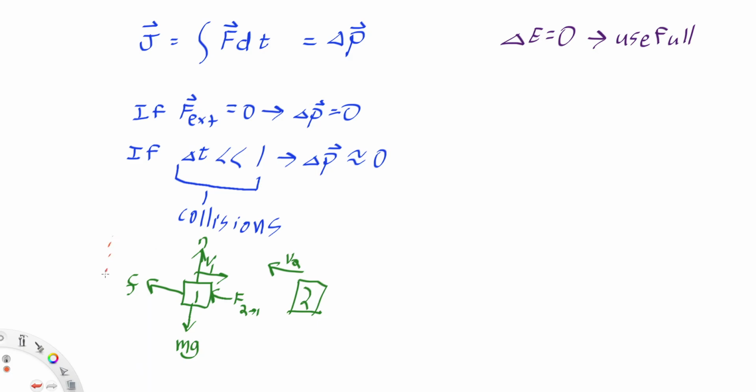If instead of just analyzing object 1, we analyze the combination of 1 and 2 together. If 1 and 2 combined are our system, then the force of 2 on 1 and the force of 1 on 2 by Newton's third law are equal and opposite. So they cancel out. And so that contact force is not an external force, and in fact, contact force cancels. So the net contact force is 0.